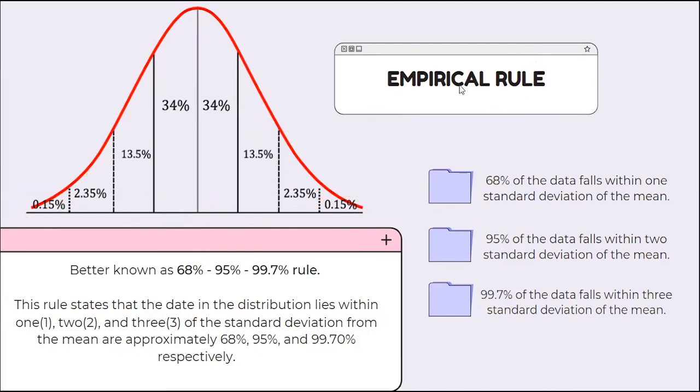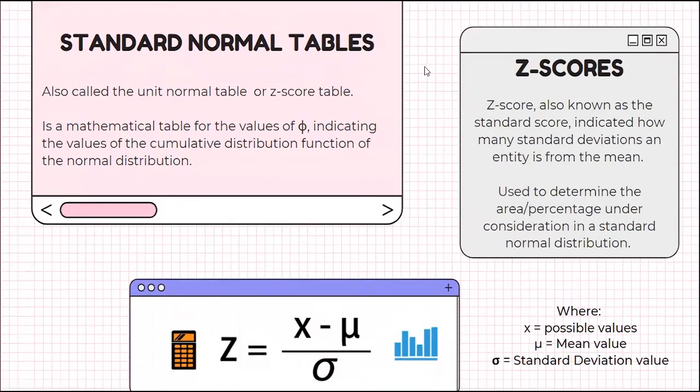Moving on, what is the standard normal table? The standard normal table, also called the unit normal table or z-table, is a mathematical table for the values of phi, indicating the values of the cumulative distribution function of the normal distribution. What you can see in the standard normal table are the z-scores. Z-score, also known as the standard score, indicates how many standard deviations an entity is from the mean, used to determine the area or percentage under consideration in a standard normal distribution.